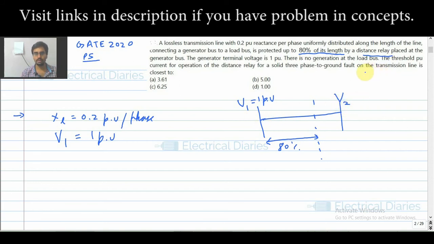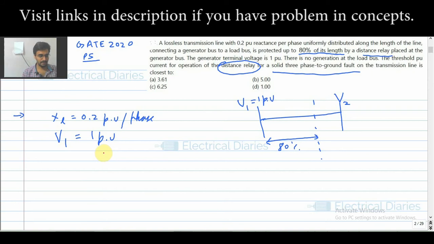Okay, the threshold per unit current for the operation of the distance relay for a solid 3-phase to ground fault on the transmission line is closest to. So see, it's just a simple question. Okay, so now he's asking what is the threshold value for the current for the operation of the distance relay. Okay, see, now one thing after reading this question that is very much clear to my mind is that there is some significance of giving 80% of its length.